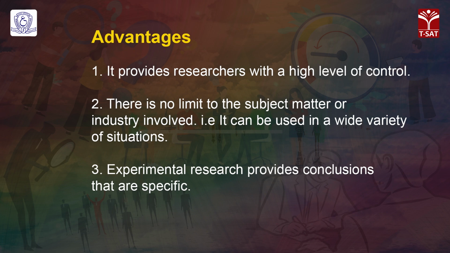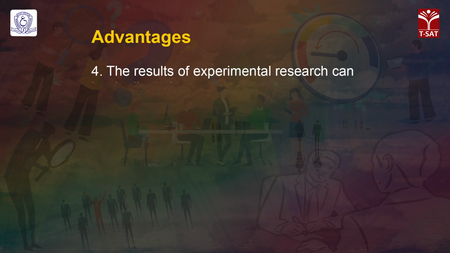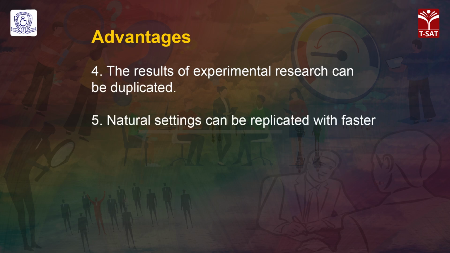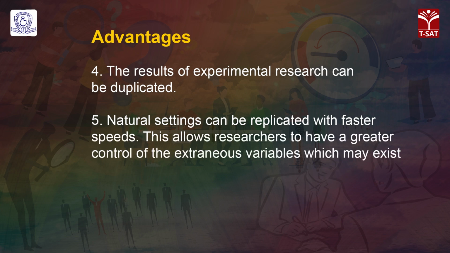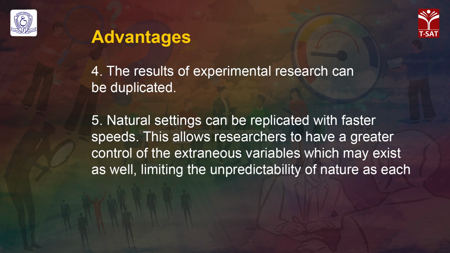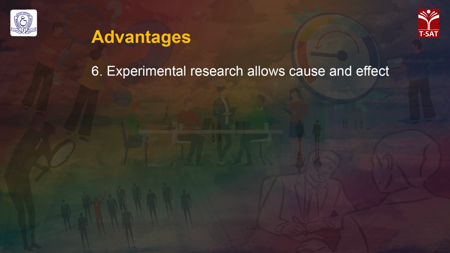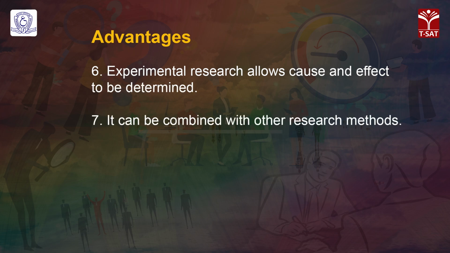3. Experimental research provides conclusions that are specific. 4. The result of experimental research can be duplicated. 5. Natural settings can be replicated with faster speeds. This allows the researcher to have a greater control of the extraneous variables which may exist as well, limiting the unpredictability of nature as each variable is being carefully studied. 6. Experimental research allows cause and effect to be determined. 7. It can be combined with other research methods.